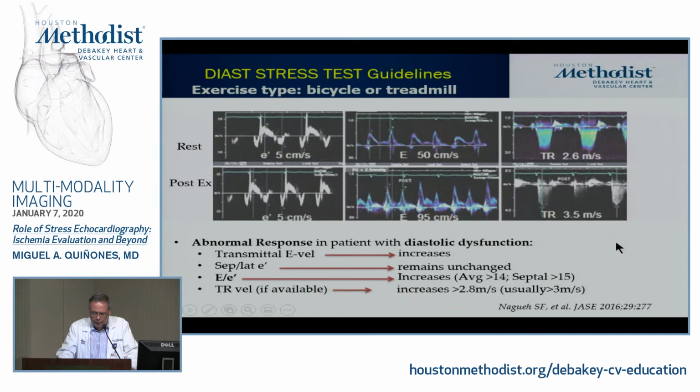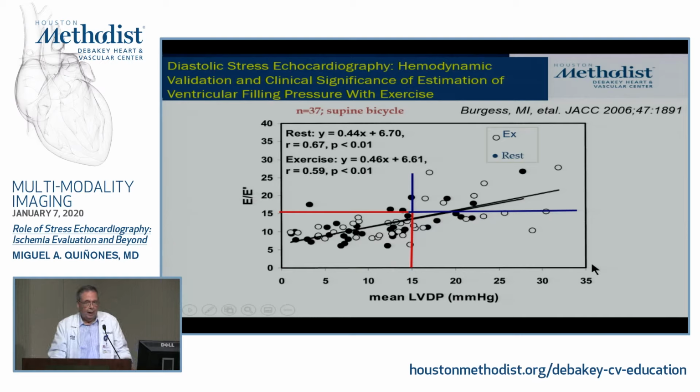And in fact, we can. The typical findings, which you have seen before, is that with exercise, the E velocity will go up, but the E over E prime will also go up because the E prime itself doesn't change much. So normally, the E prime goes up, the E goes up, but the ratio stays the same. With HFpEF, the E prime stays the same, the E velocity goes up, the ratio goes up, and of course, the TR velocity goes up because they get pulmonary hypertension. So it's this combination of findings that allows you to say that that patient has high filling pressure with exercise.